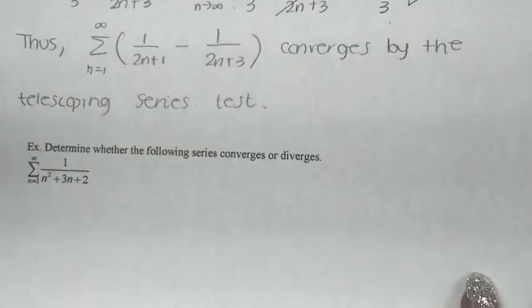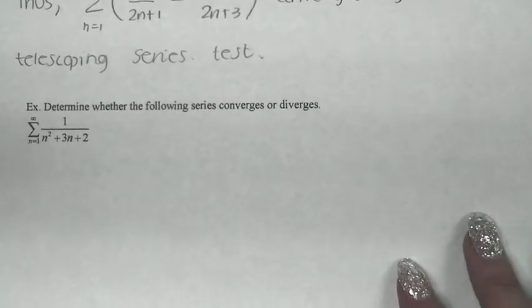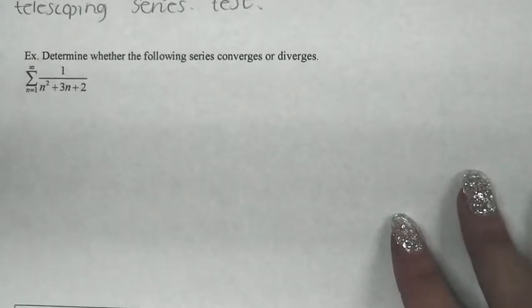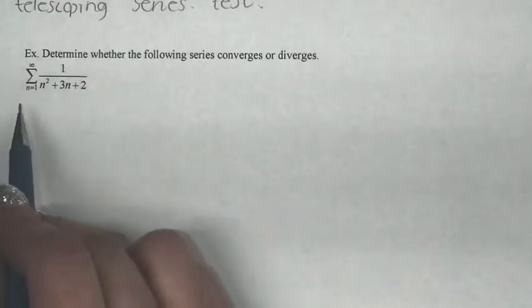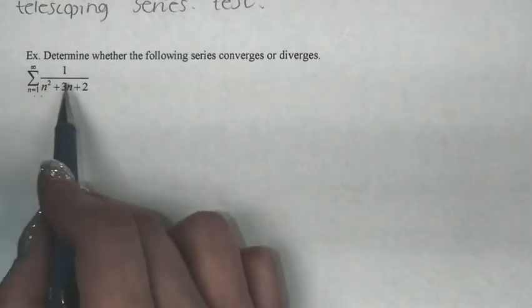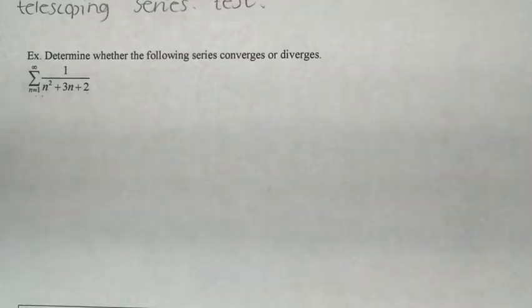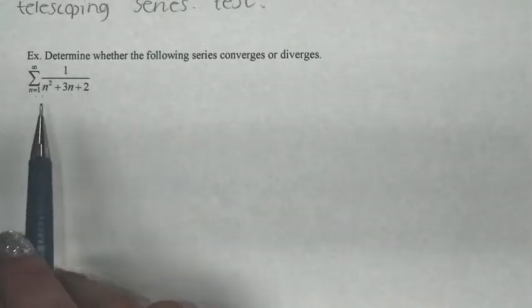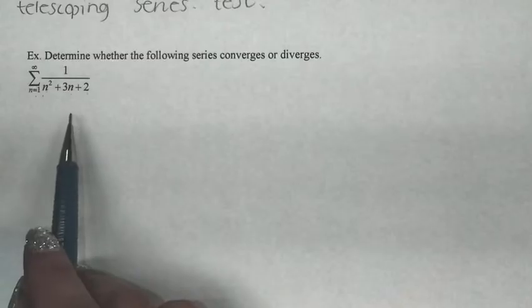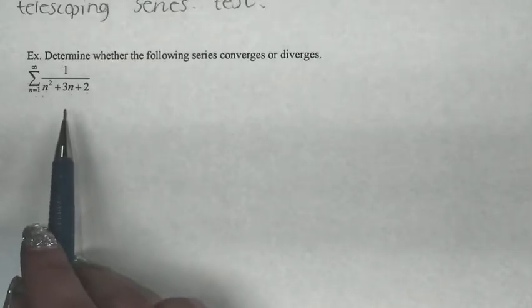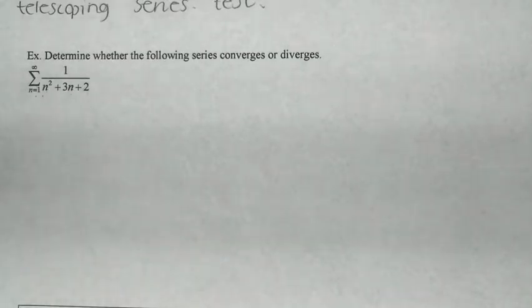Okay, the next example that we have over here is the summation from n equals 1 to infinity of 1 over n squared plus 3n plus 2. You're going to tell me, what in the world is this? This one doesn't look like a telescoping series. Well, first, does it look like a geometric series? No. Now, if you apply the nth term test for divergence here, you can see that this is going to 0, so it's inconclusive. So you cannot conclude anything.